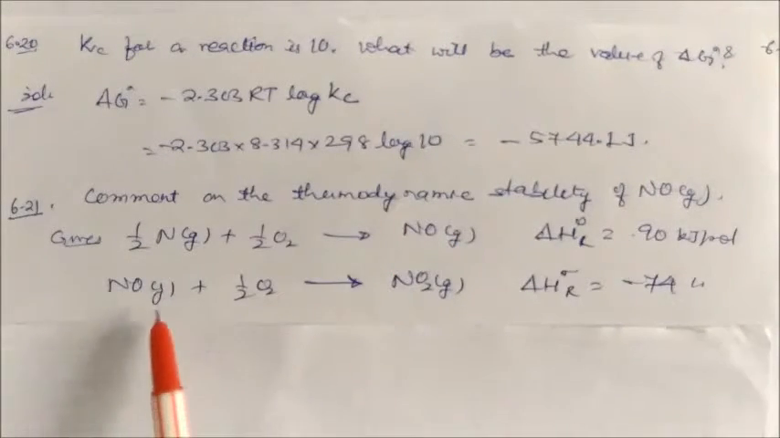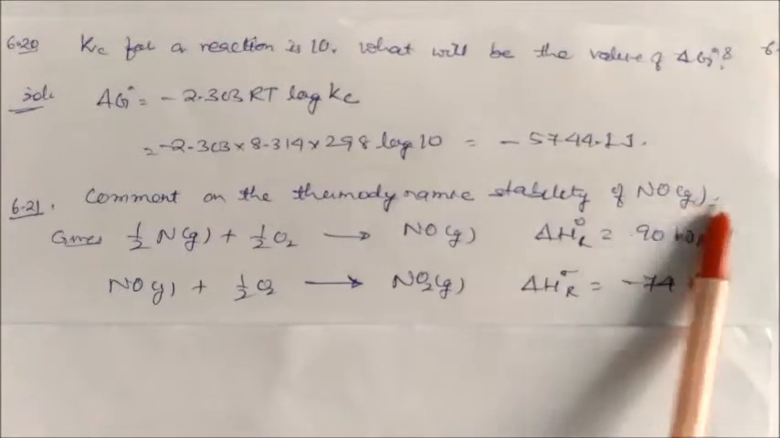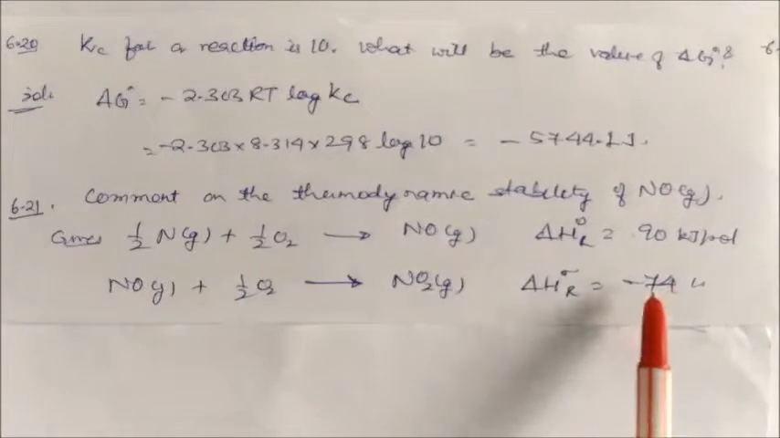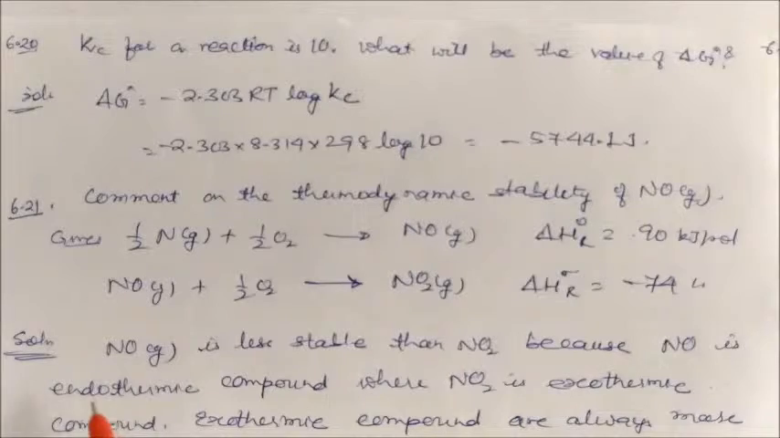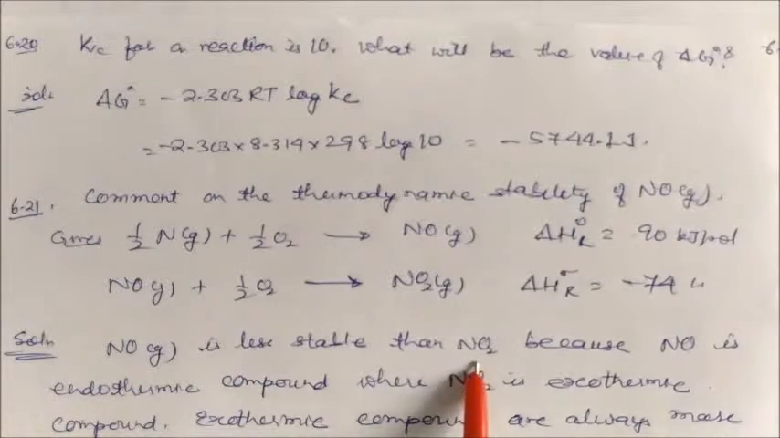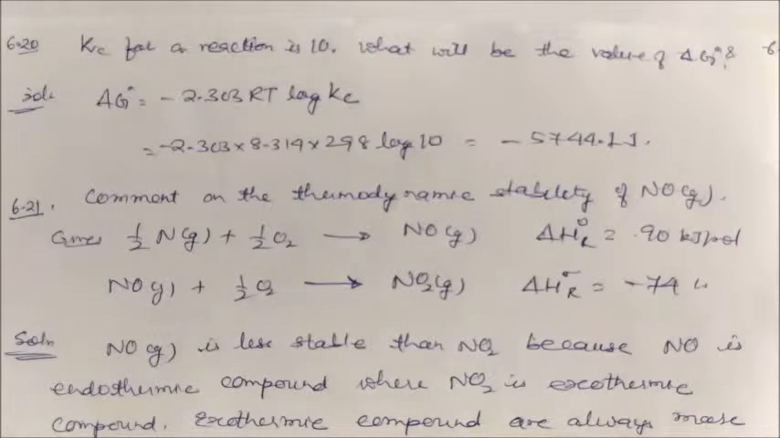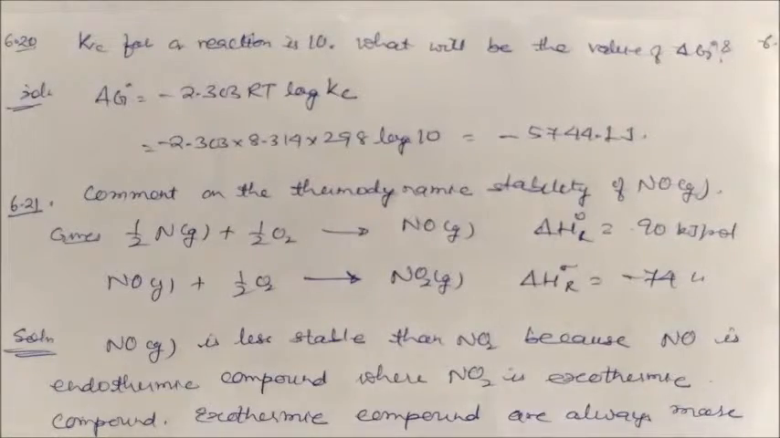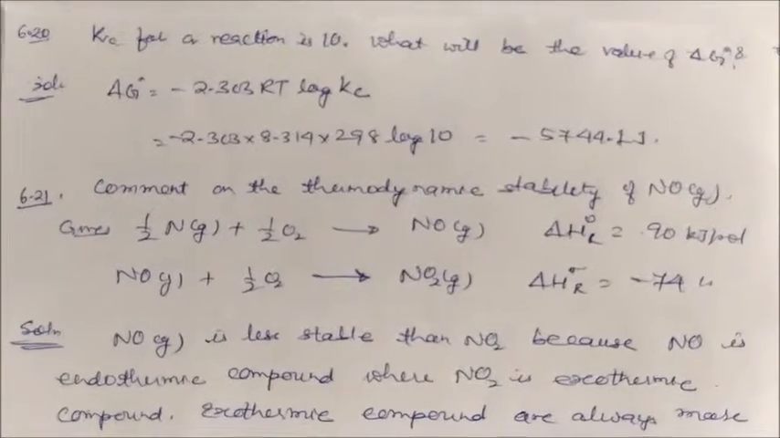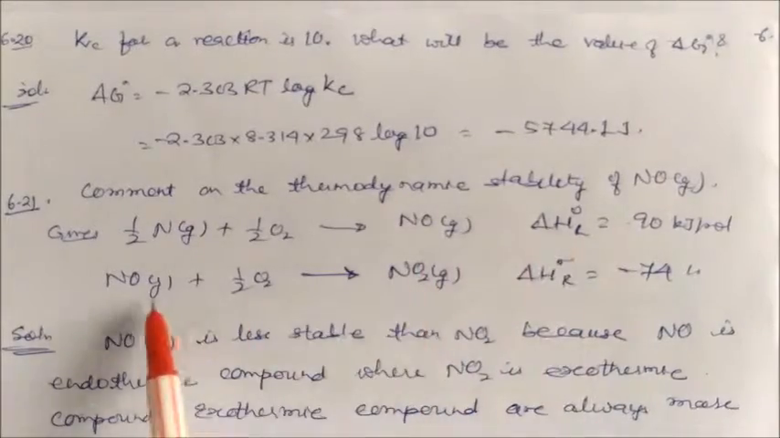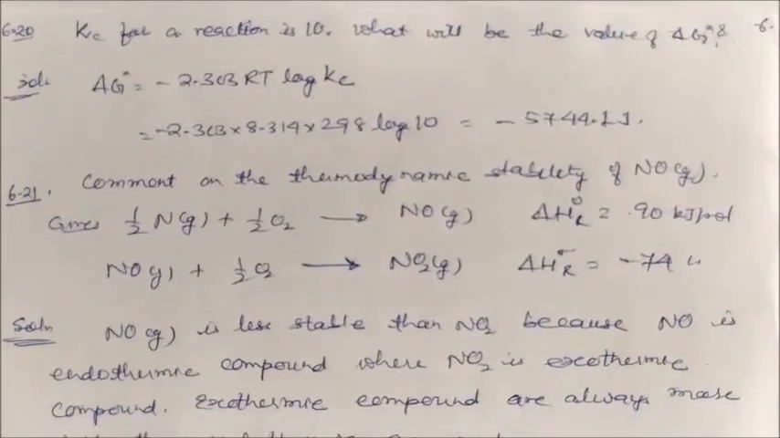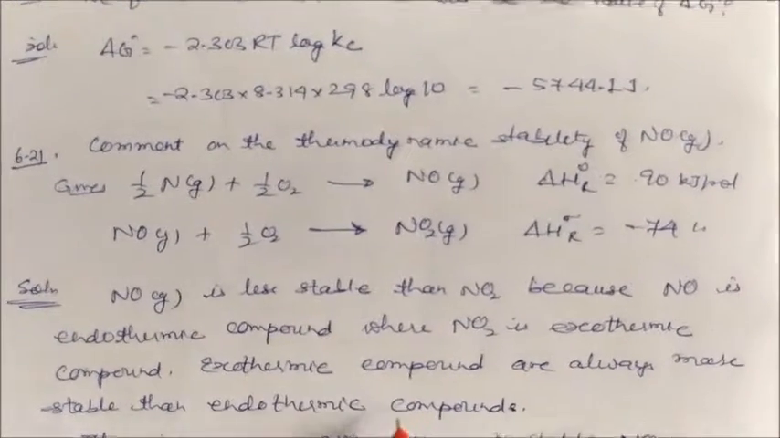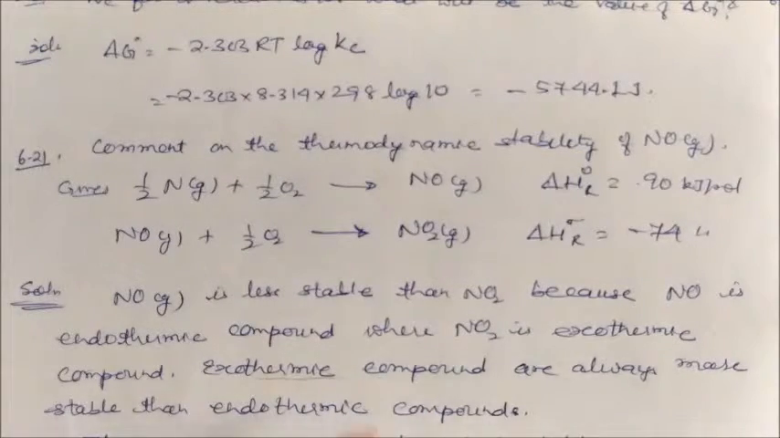Next, comment on the thermodynamic stability of nitric oxide gas. These are the two reactions, and their heat of reaction has been given over here. This is positive, this is negative. Solution: nitric oxide is less stable than nitrogen dioxide. Why? Because nitric oxide is an endothermic compound, whereas NO2 is an exothermic compound. We can see from the reactions, one is positive, one is negative. So formation of NO is endothermic, but formation of NO2 is exothermic. And exothermic compounds are always more stable than endothermic compounds. We know very well that exothermic compounds are more stable than endothermic compounds.